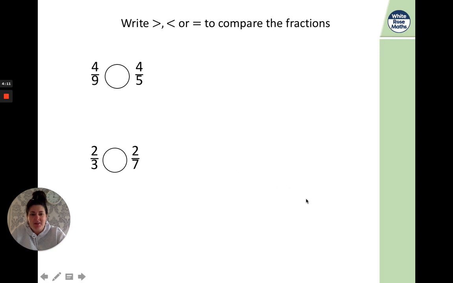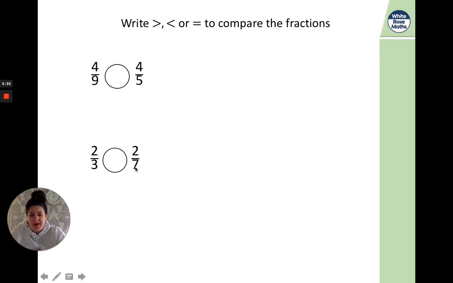Okay, how did you get on with these? There are a couple of different ways that you could have done this. So I'm guessing a lot of you probably found a common denominator, is that right? Did you find a common denominator here? Because the denominators were different. So here I would say that the smallest common denominator of 9 and 5 would have been 45. So you would have had to turn these into 45ths and these into 45ths. So that was one way you could have done it.